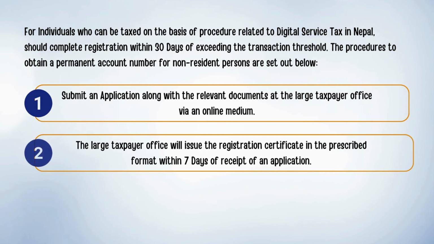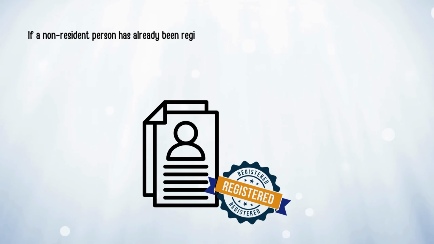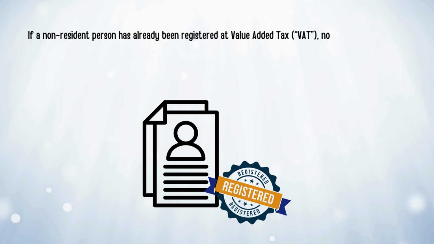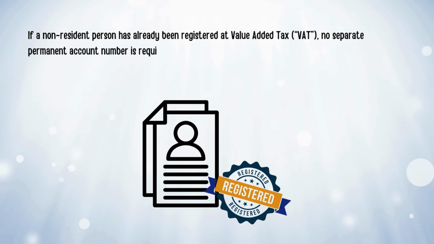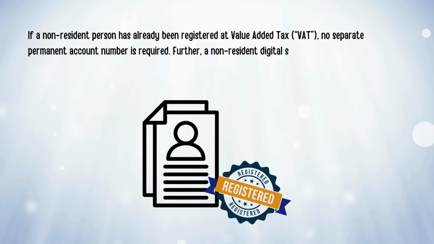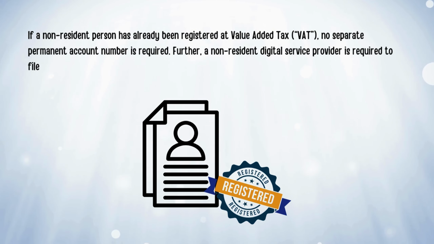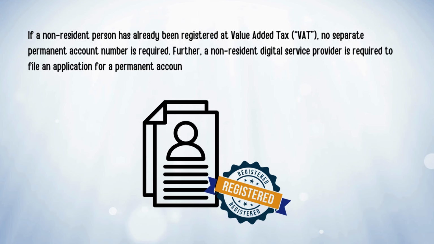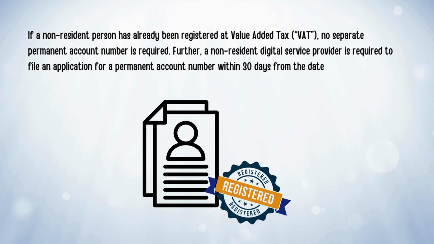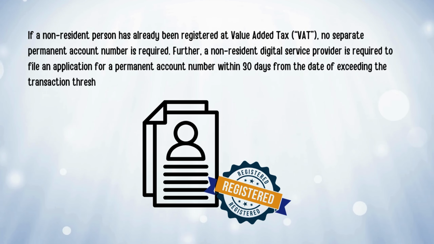Step 2. The large taxpayer office will issue the registration certificate in the prescribed format within 7 days of receipt of an application. If a non-resident person has already been registered for value-added tax (VAT), no separate permanent account number is required. Further, a non-resident digital service provider is required to file an application for a permanent account number within 30 days from the date of exceeding the transaction threshold.